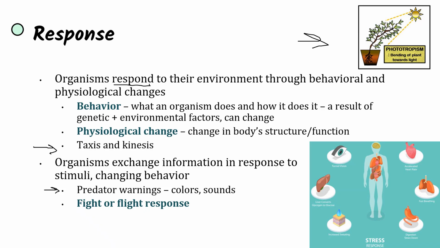And one example of this is the fight or flight response, which is where in response to a stimulus, humans are going to be either fighting or fleeing. And this is going to affect your body in multiple ways. There's tunnel vision, accelerated heart rate, fast breathing. Your digestion is going to slow down. You have increased sweating, and the liver is going to convert glycogen to glucose in order to up the blood sugar within your body, so you're ready to do one of these responses. And so there are behavioral and physiological changes that are responses to changes within the environment.